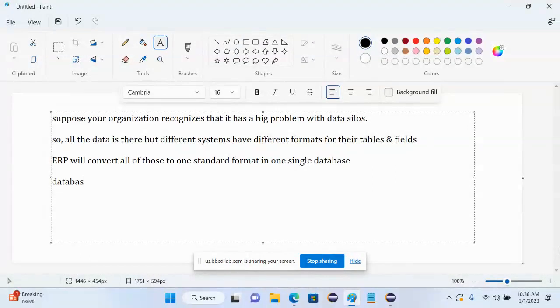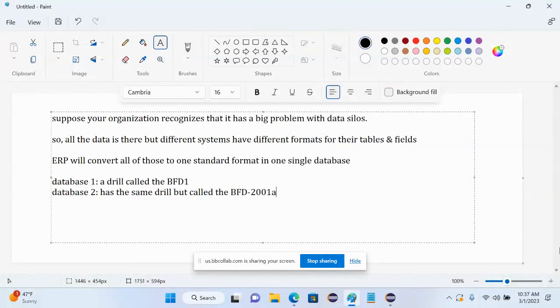So suppose database one has, let me think of some kind of drilling. I don't really know anything about oil drilling. So let's suppose a drill called the BFD1, okay? And database 2 has the same drill, but called the BFD 2001A. For some reason, they have different encoding for it, right?